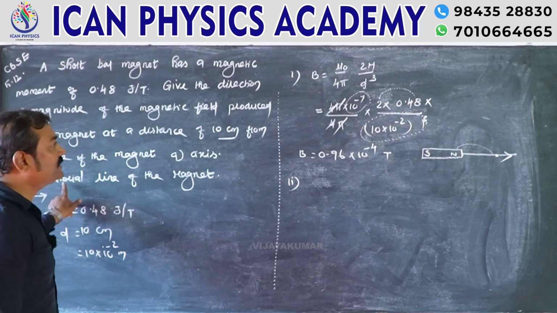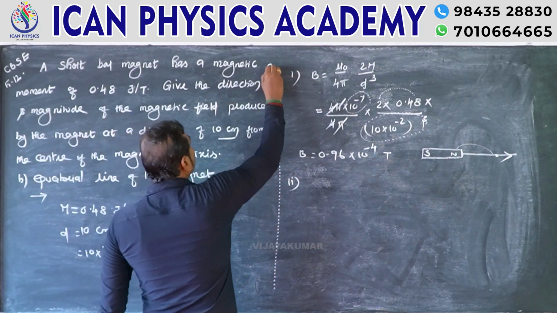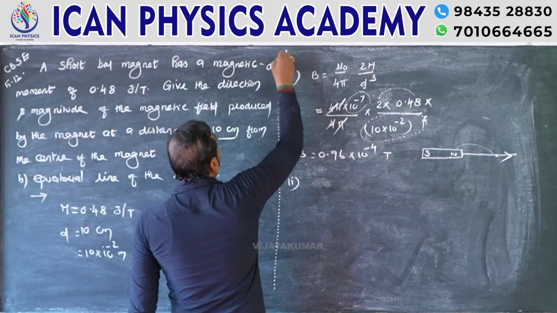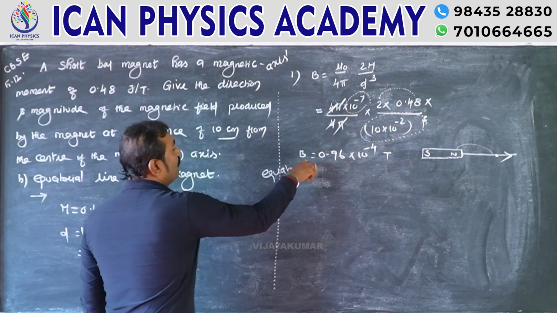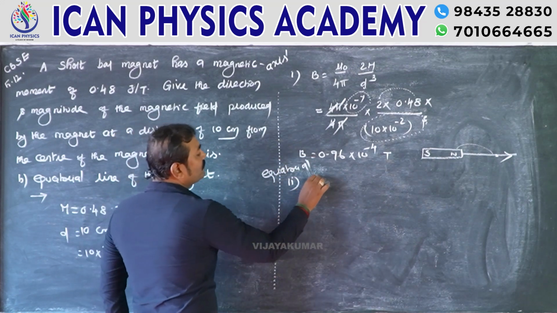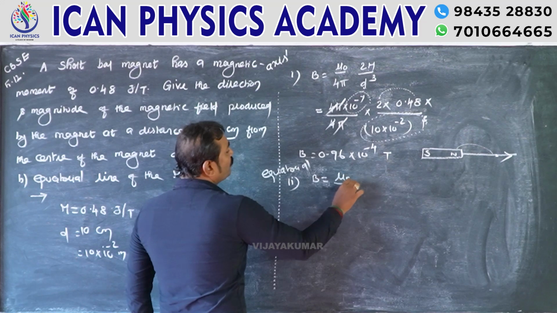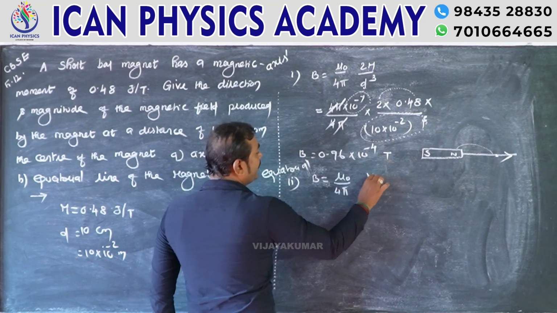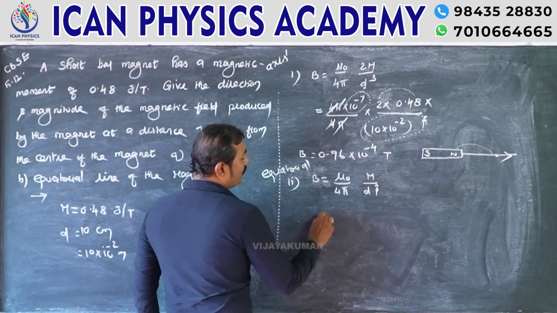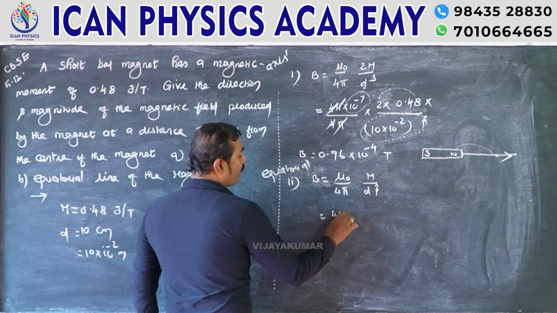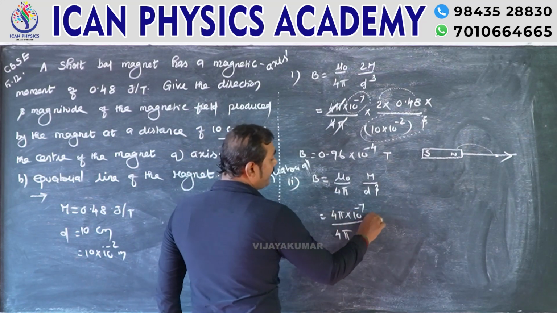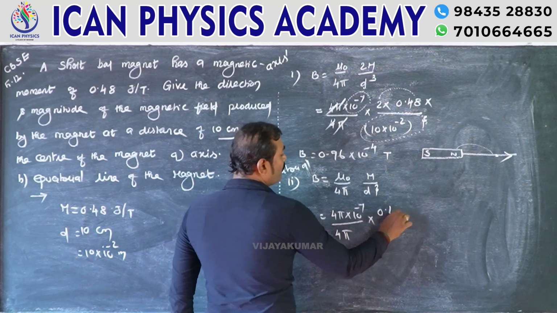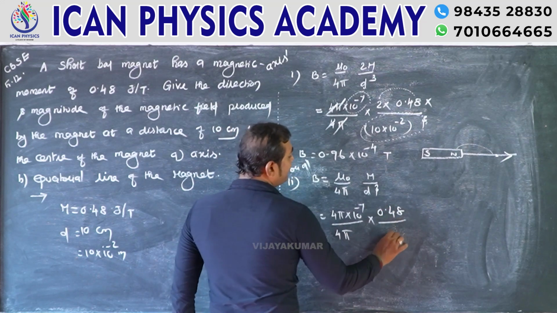The second one is along the equatorial line. So the first one is for the axial line, the second one is for the equatorial line. What is the formula to express this? Mu naught by 4 pi into m by d cube. So mu naught by 4 pi is 10 to the power minus 7, into m, that is 0.48, divided by d cube.